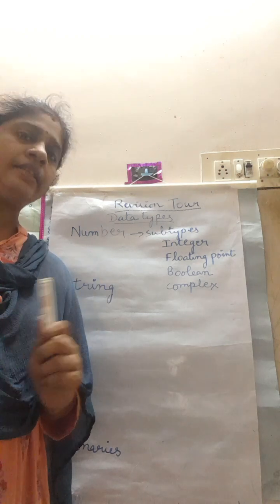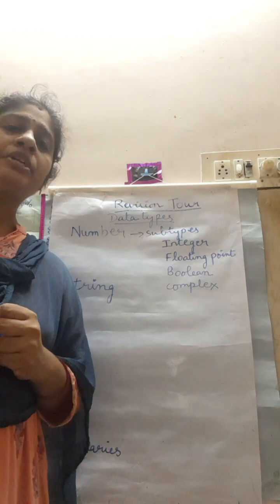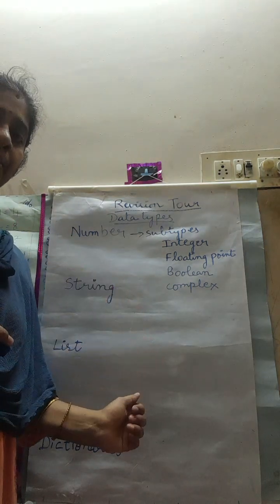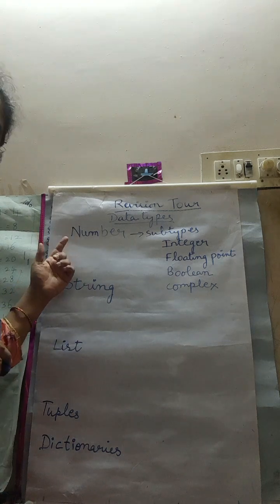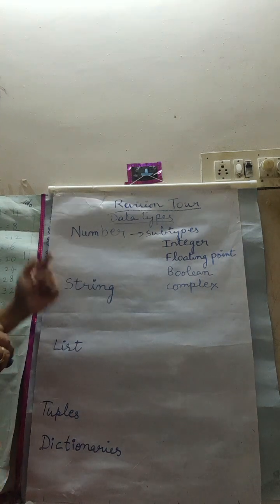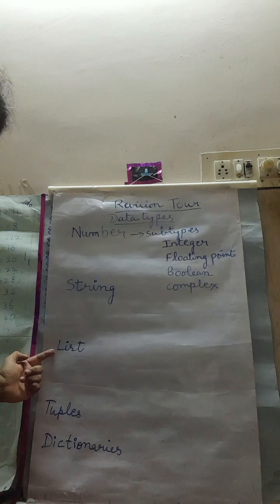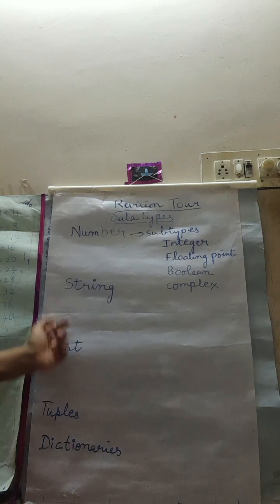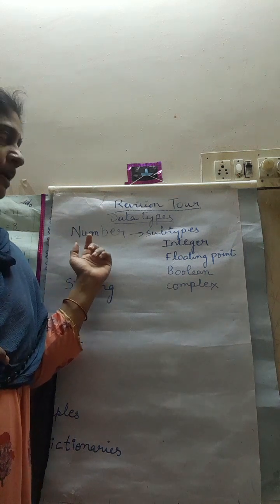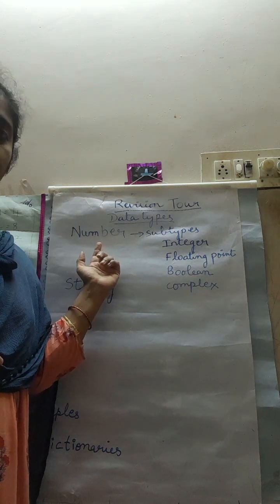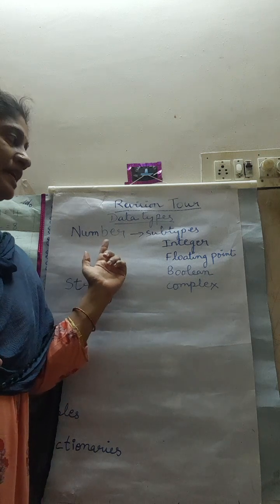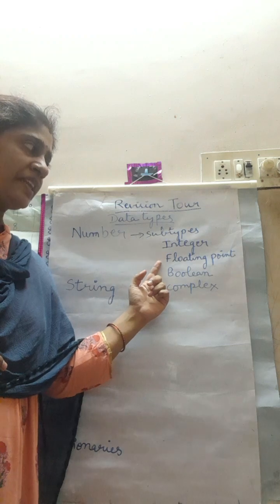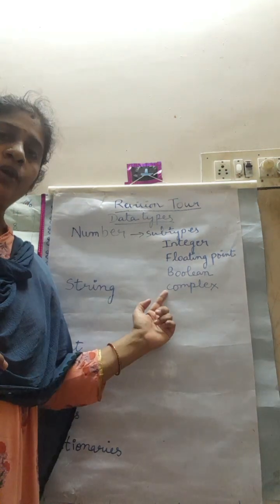Now we will begin with the different data types supported by Python. These are the core inbuilt data types supported by Python. The first one is number data type, string data type, list data type, tuples and dictionaries. Now, in number data type, what are the subtypes it has got? Number data type has got subtypes: integer data type, floating point data type, boolean and complex.